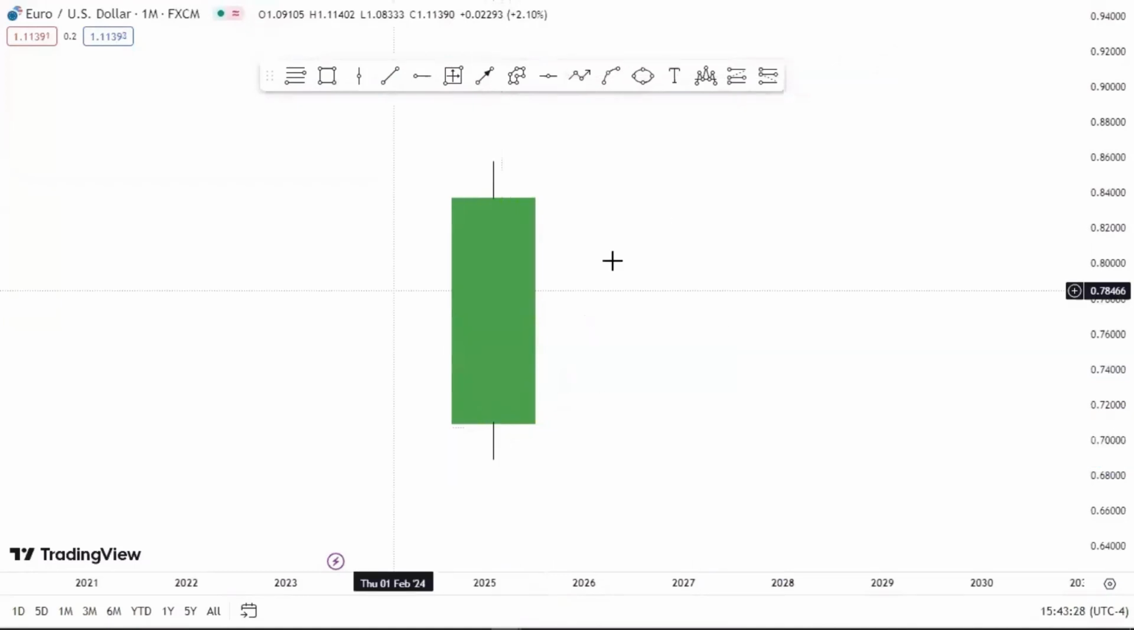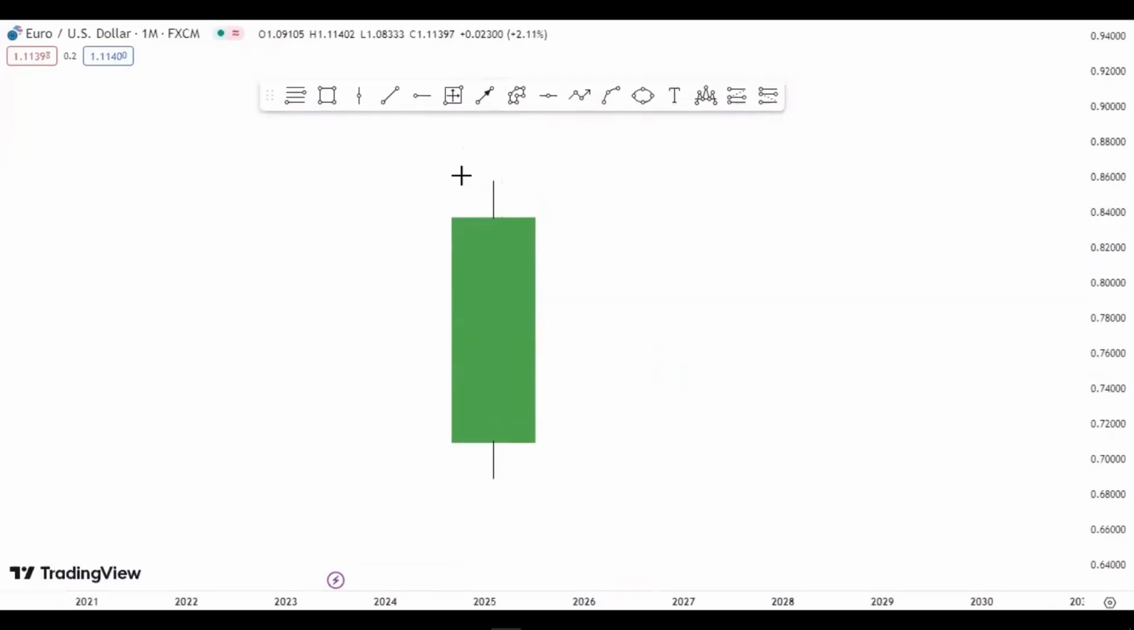Now this green surface area, the entirety of this green surface area is the body. Like the way you have a body, the candlesticks also have a body. So this is the body of the candlestick. This green surface, the entirety of this green surface, from the top to the bottom, from left to right, the whole green surface here is the body of the candlestick.